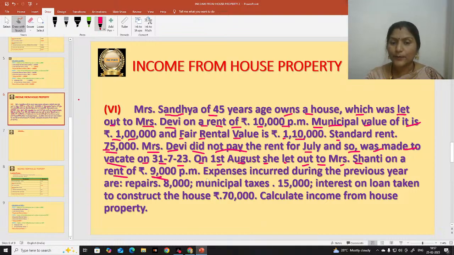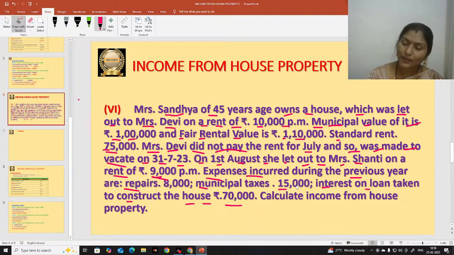And expenses incurred during the previous year are repairs. We don't need repairs. Municipal taxes we need. We give as deduction 15,000 rupees. Interest on loan also we need. We give as deduction under section 24B, that is 70,000. Interest on loan is given. Municipal taxes are given in the question.